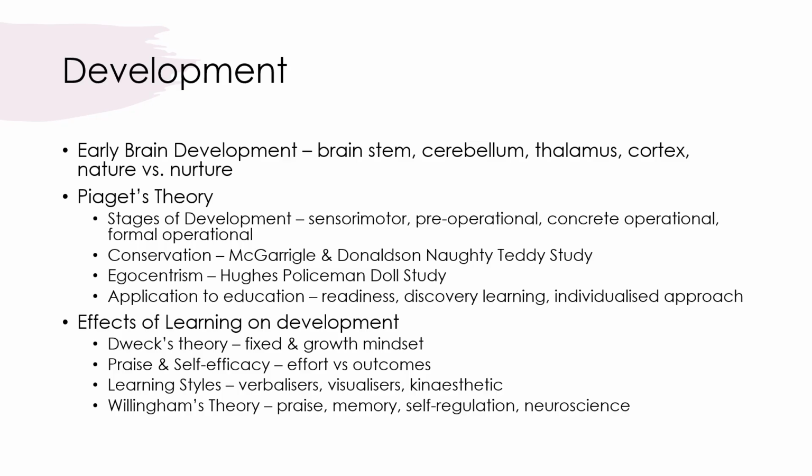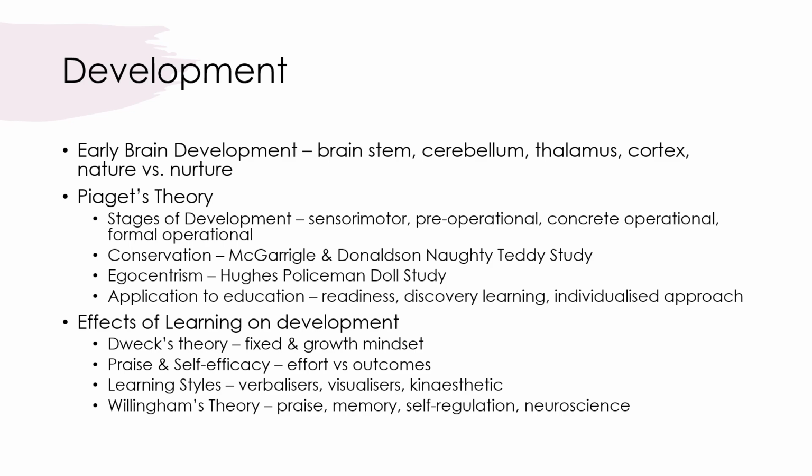Memory, we've already looked at the memory topic. So how can we use our memory systems to appropriately learn something? He spoke about self-regulation. So this is children being able to put off gratification, delayed gratification. You might know the Walter Mischel marshmallow test. So if you can put in effort now for an outcome later on, you're better off.